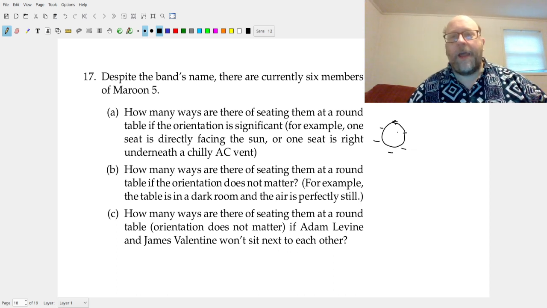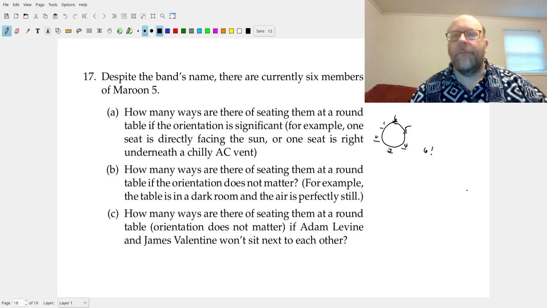Well, then what happens is that there are 6 members that can fill the first space, and then 5 members that can fill the second space, and so on and so forth. And that gives me 6 factorial ways of doing this. Okay.